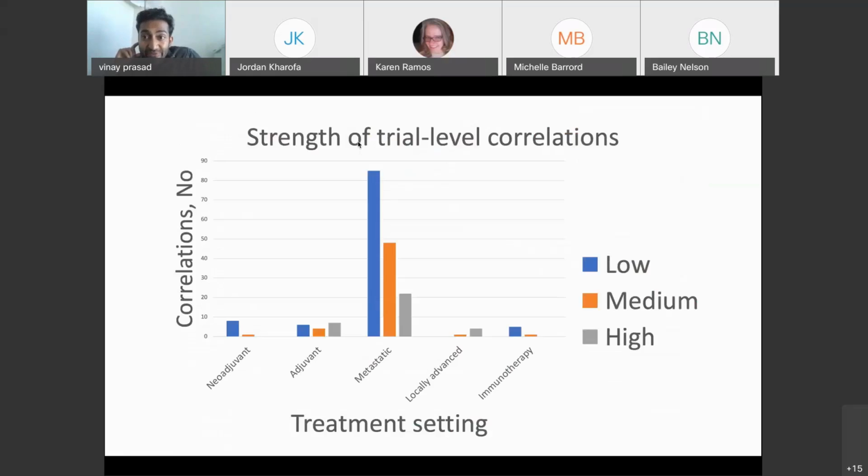Another way to look at it is this way, which is in the metastatic setting. Does response rate or PFS predict OS? That's shown in the blue bar, and most are low, few are medium, few are high. In the adjuvant setting, it's more of a mixed bag. 3-year DFS in colon, 2-year DFS in lung. Those are pretty good predictors of subsequent OS.